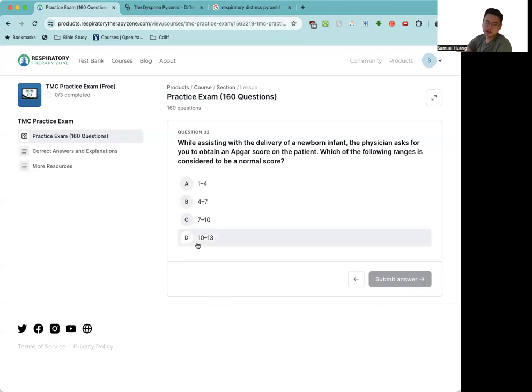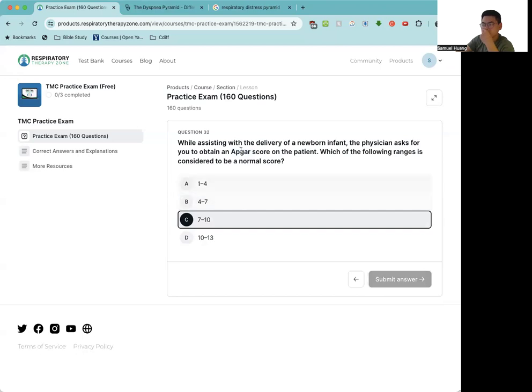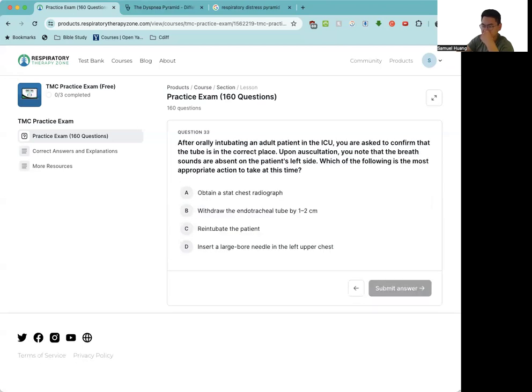Apgar, it's 10. Apgar is a mnemonic for the score. Each item is graded from 0 to 2. There are 5 items in the score, so it's 10 in total.